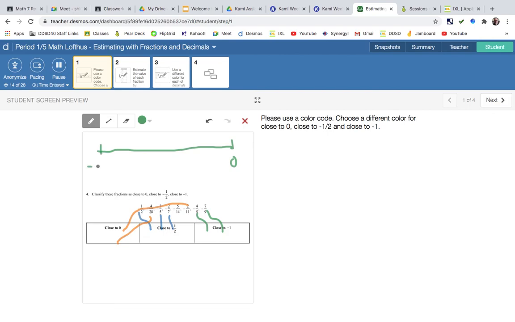And -1, and half of 14 is 7, -7/14. And so if we split this into, if this is 14ths, 7 of them would be here, 7 of them would be here. 1, 2, 3, 4, 1, 2, 3, 4, 5. I think I need one more. So this -5/14 would definitely be closer to -1/2.